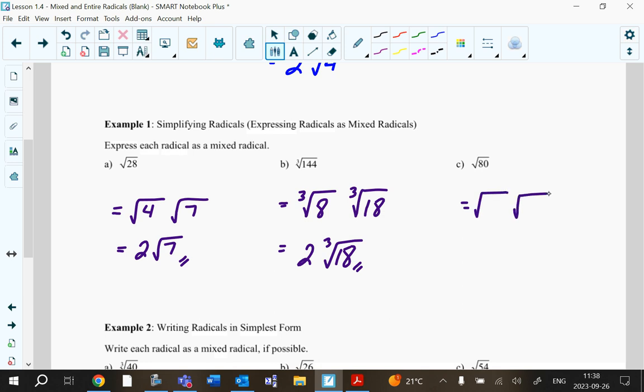8 is not a perfect square. 16 times 5, which becomes 4 root 5. Okay? If you did 4 and 20, you haven't simplified it completely. So something to remember, if the number's fairly big, and if 4 goes into it, check 16, just in case.